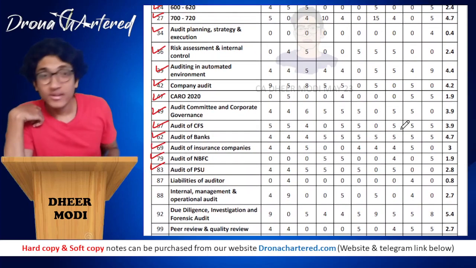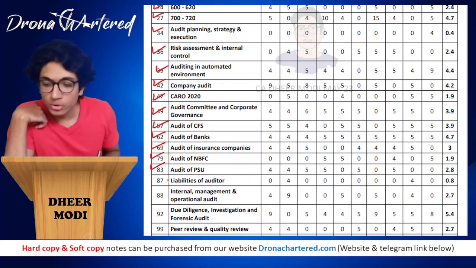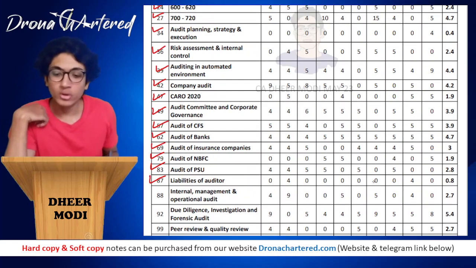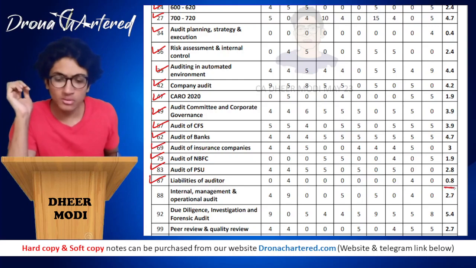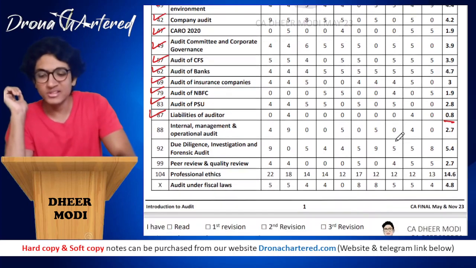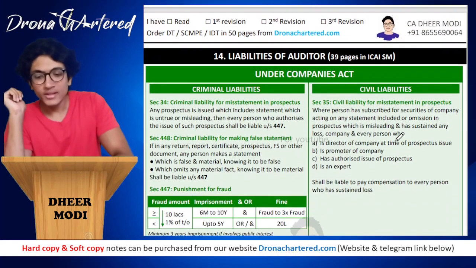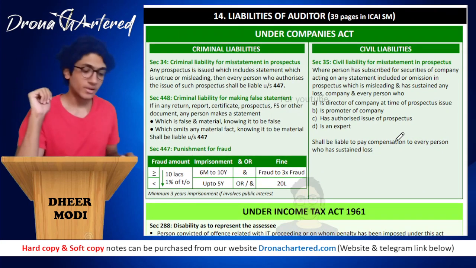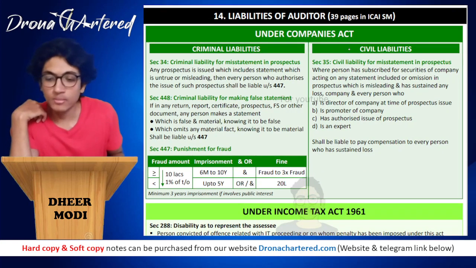So we are using our Audit in 100 Pages notes. Today we will be doing Liabilities of Auditor. Now this rarely comes in your exam, so don't give it a lot of importance. I've also finished this chapter in only one page. So let's start. This chapter is approximately 39 to 40 pages in your study module.